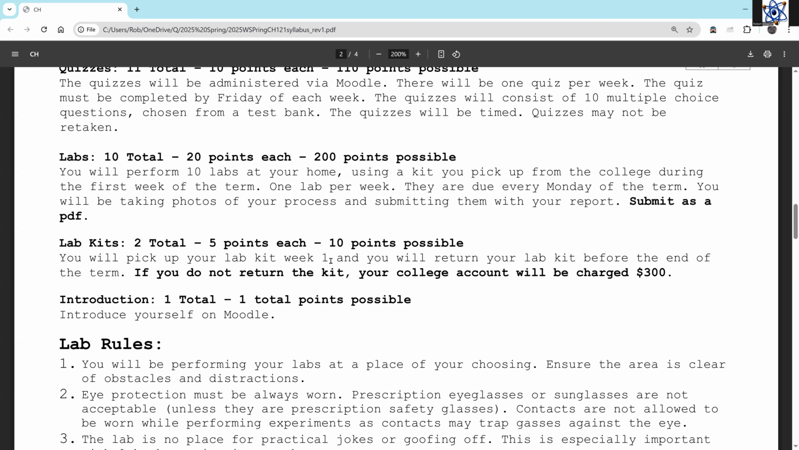The lab kits, you're going to get 5 points for picking it up. You're going to get 5 points for returning it. If you do not return the kit, the college is going to charge you $300 for it because there's some expensive stuff inside that kit. Don't worry about it if you break a beaker or a thermometer or something like that. That's taken care of, but I need the bulk of the kit returned if you guys are finished with it. And then you're going to introduce yourself, and that's 1 point.